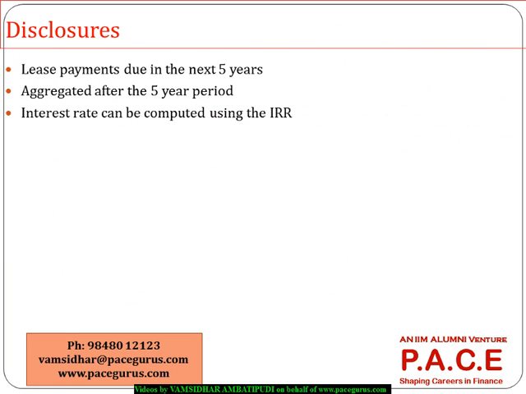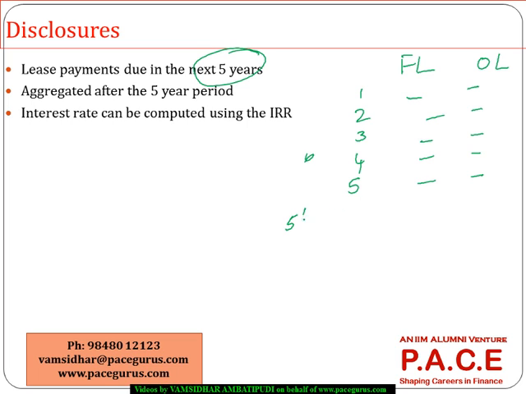And one more thing that we have to look at as a part of this session is the disclosure requirement. As a part of the disclosures, whatever lease payments are due in the next 5 years have to be disclosed year by year. So financing lease as well as operating lease, whatever is due in the next 5 years has to be disclosed, straightforward. Then for 5 to 10 years or whatever comes after that, you can disclose in aggregate.